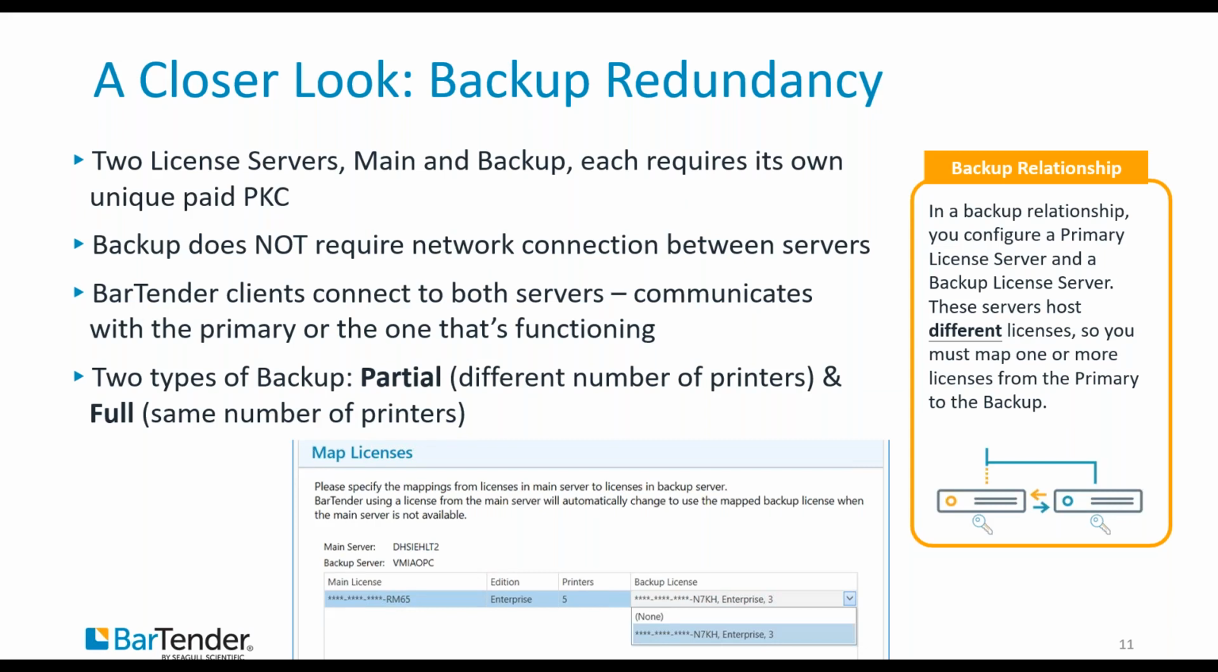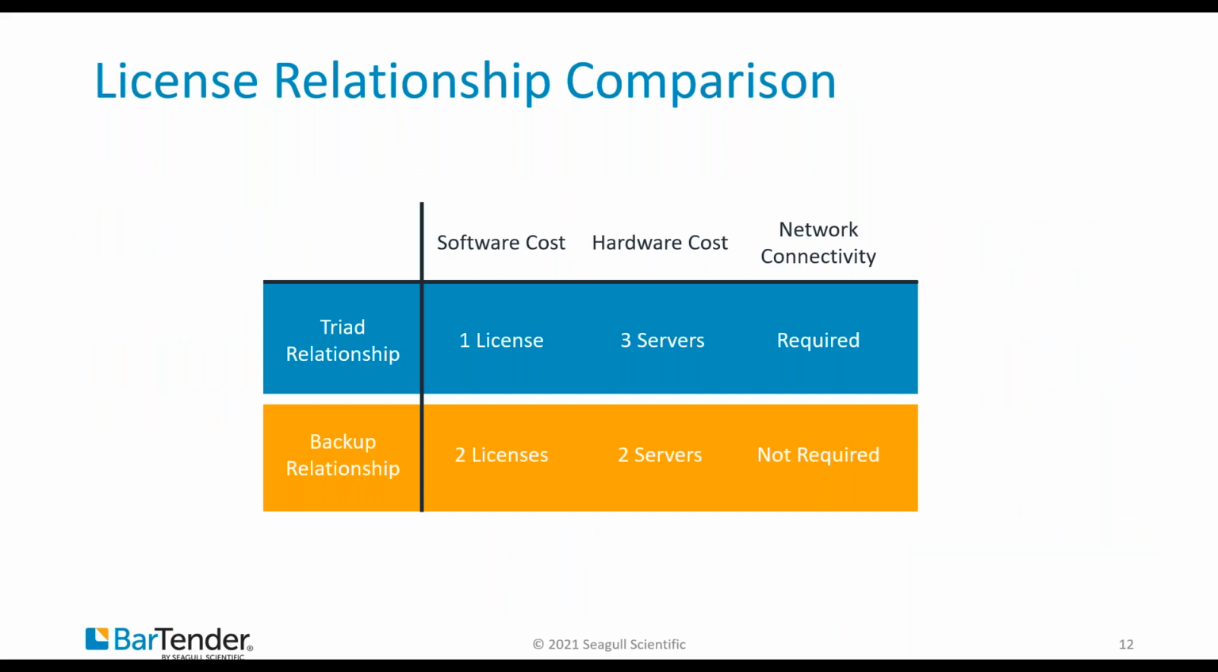So one other thing I wanted to mention. With a backup relationship, you can configure both a partial backup or a full backup. Under partial backup, it's acceptable that the 2 licenses that you have, the one on the main and the one on the backup, have a different number of printers. While the full backup would have the same number of printers for both licenses. And I'll give you an example of that in a moment.